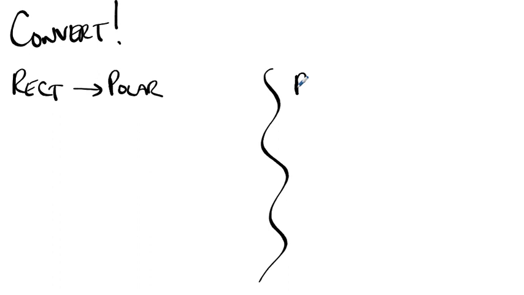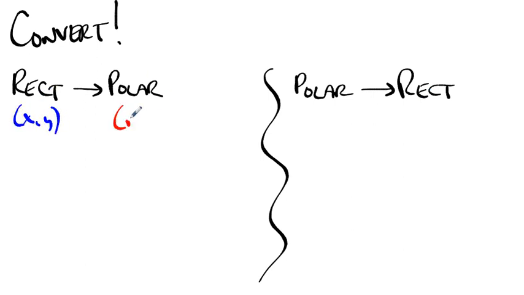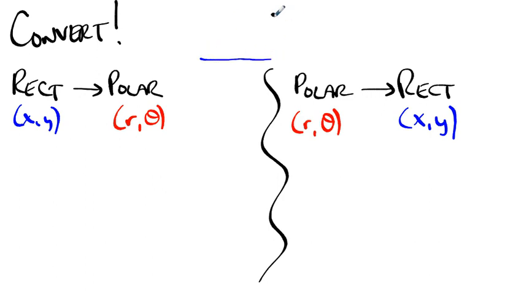And we convert both ways. We convert from rectangular to polar, and we convert from polar to rectangular. You have to be comfortable going both ways. If I give you x, y, you have to give me r, theta. And if I give you r, theta, you have to give me x, y. And the key each time comes from this picture from 2 slides ago.